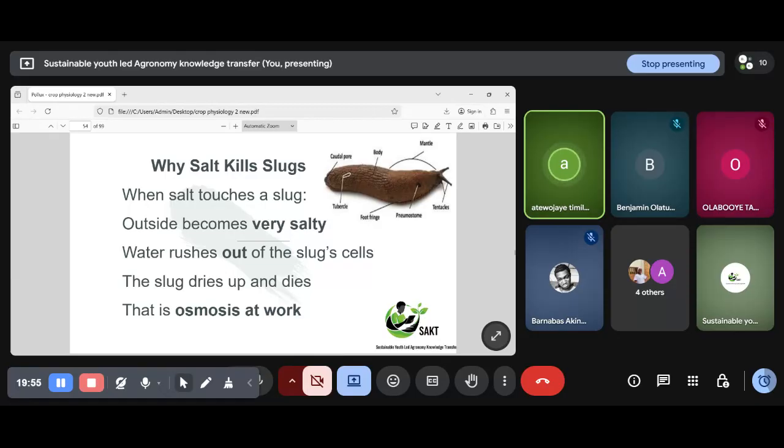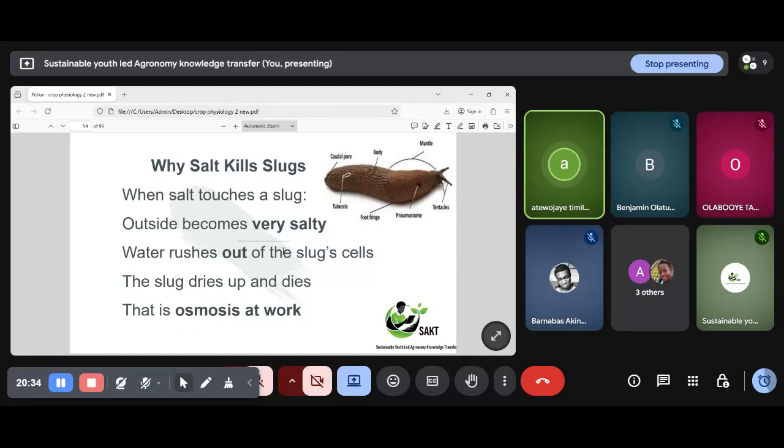Now, with this explanation, you can see why, when salt touches the soil outside, the soil outside becomes very salty. That's why most of the time they will tell you that you should check the EC of your soil, the salt content around your root, because if there's too much salt around your root, it will start emitting water. Instead of taking in water, it will now give water back outside, extracting water from the root.